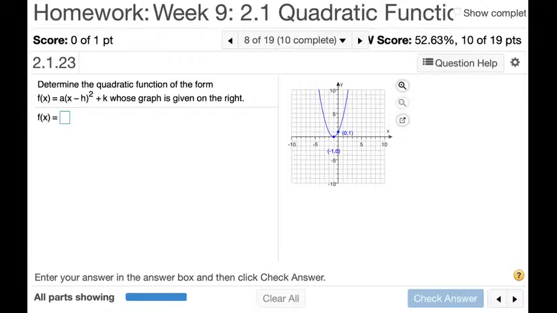Determine the quadratic of this form whose graph is given on the right. Okay, so we have these 2 ordered pairs, and we just basically want to find the quadratic. Okay, we need to take some notes. So this is question number 8. All right, this comes from 2-1-23. We have the vertex occurs at (-1, 0), passing through (0, 1).